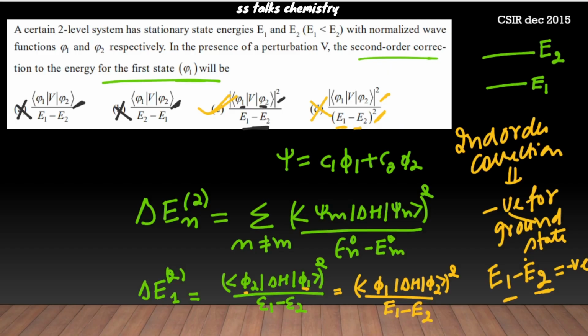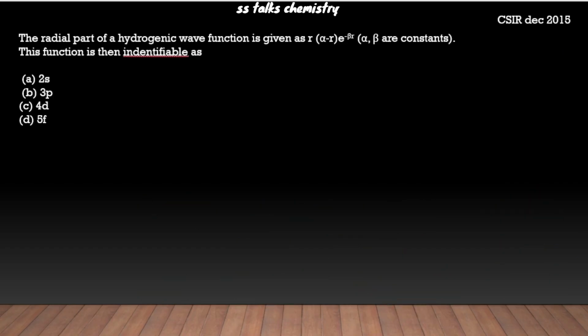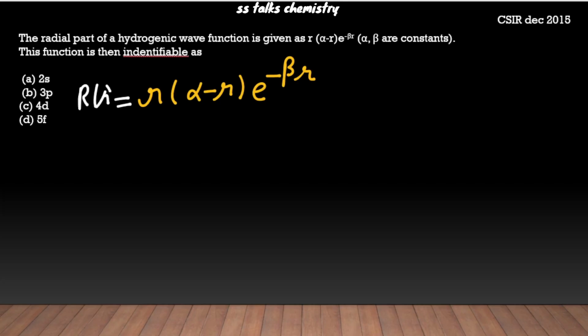Okay, next, the radial part of the hydrogenic wave function is given as R = r(α − r)e^(−βr). This function is then identifiable as which orbital? So we have to see that this radial part of the hydrogenic wave function corresponds to which of the given orbitals.